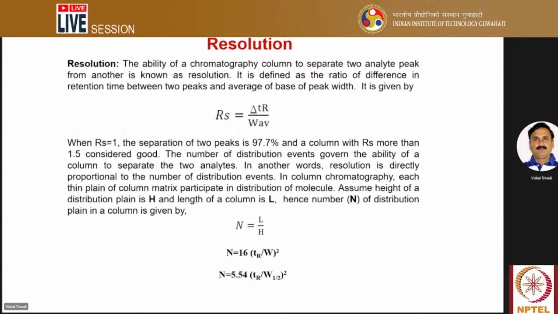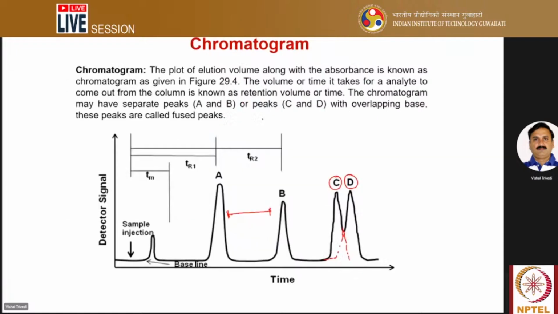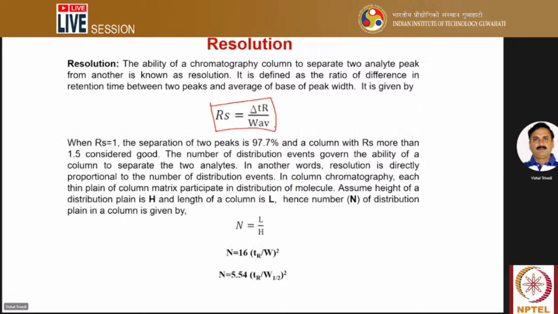If you want to calculate the resolution of a column, the resolution is directly proportional to the difference between the peaks, and inversely proportional to the average base width. So it is going to be T2 minus T1 divided by (W2 plus W1) divided by 2. So the narrower the widths and the bigger the difference, the higher the resolution.